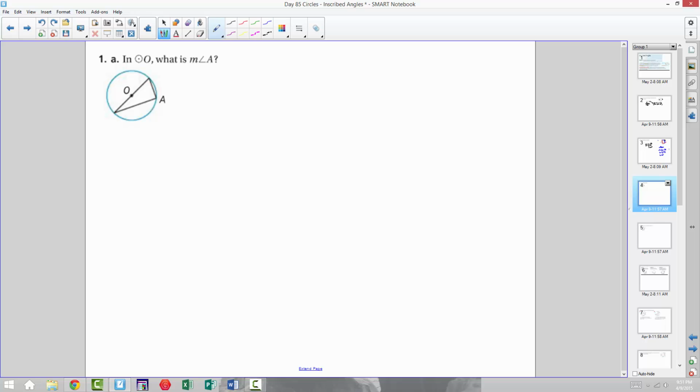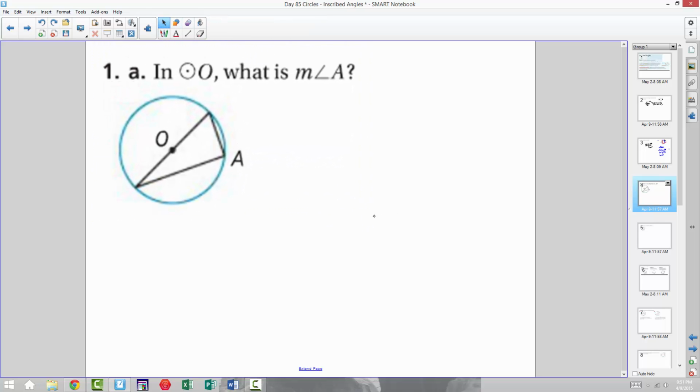Let's try another one. I'll enlarge it. So what's the measure of angle A? Well, you should notice that BC is a diameter. And remember, there's 180 degrees in a semicircle. So I know that the measure of arc BC is 180 degrees.